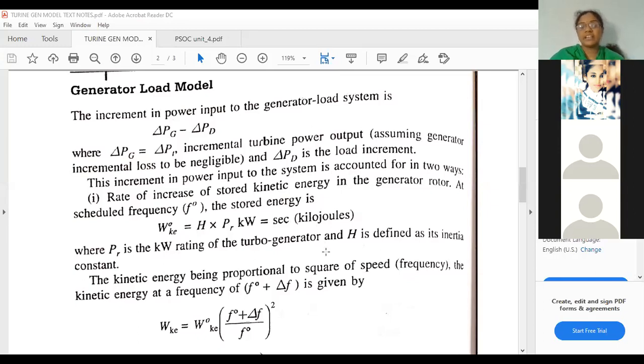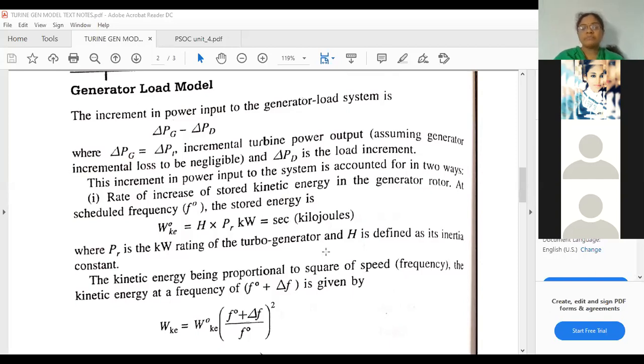Here, what is our demand? Our load. Whatever we generate has to be utilized by the load. So if the load increases, the generation of power has to be increased. And here we are not considering the losses. If we consider the losses, that is a different case. For now we are taking a model where we are not considering the losses.